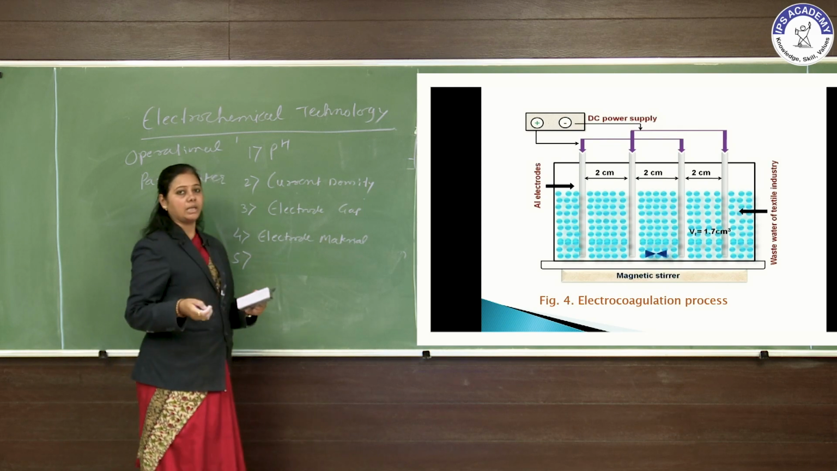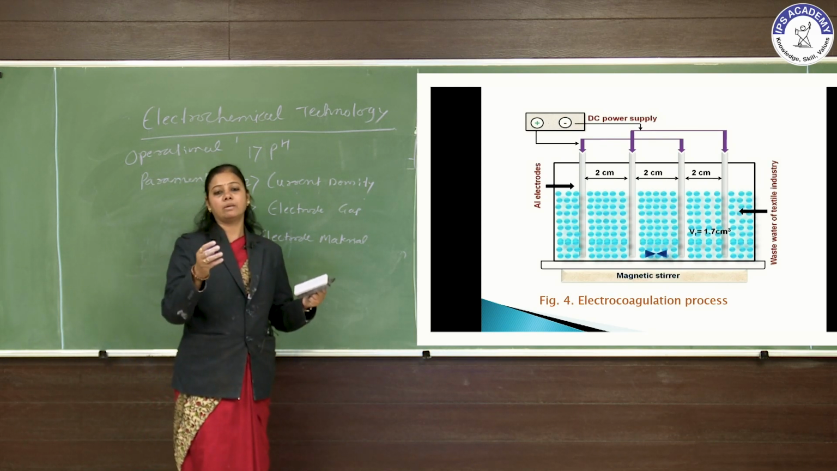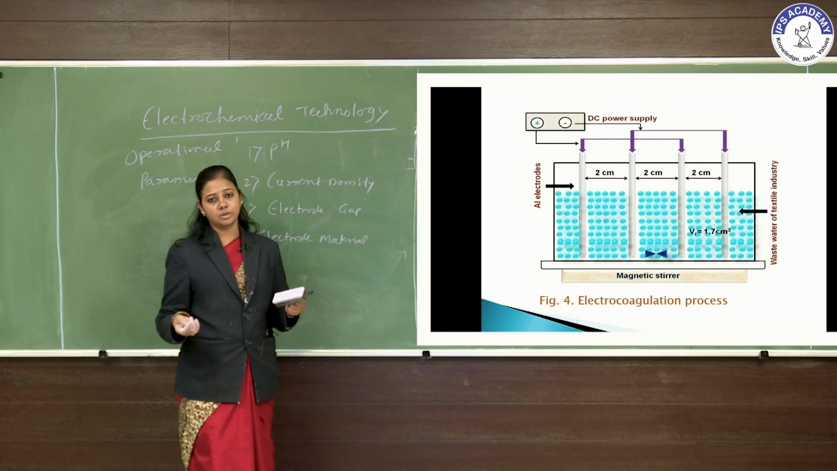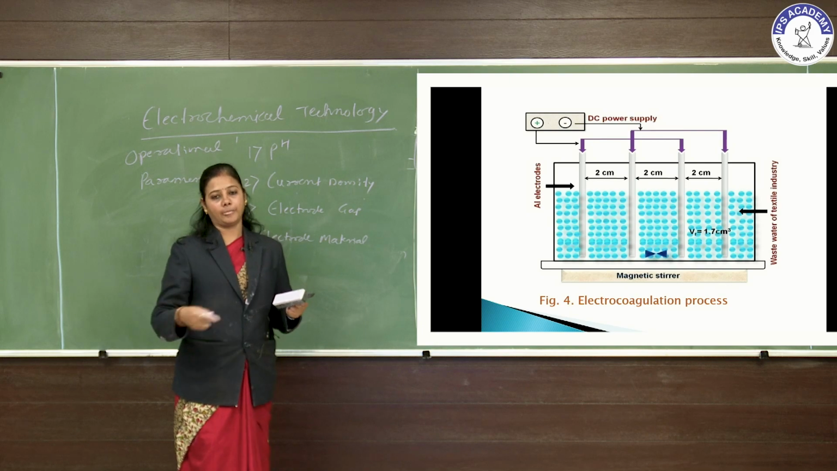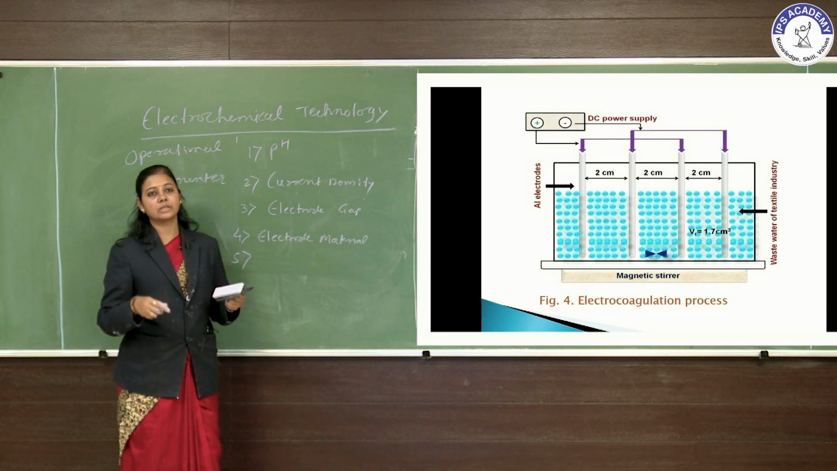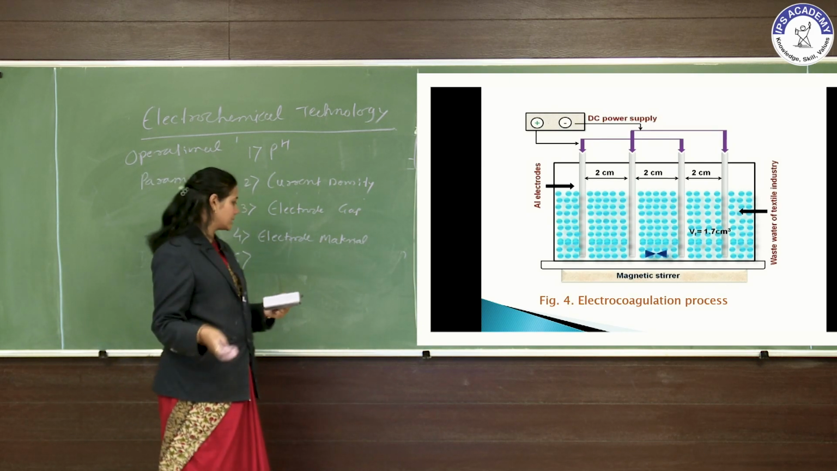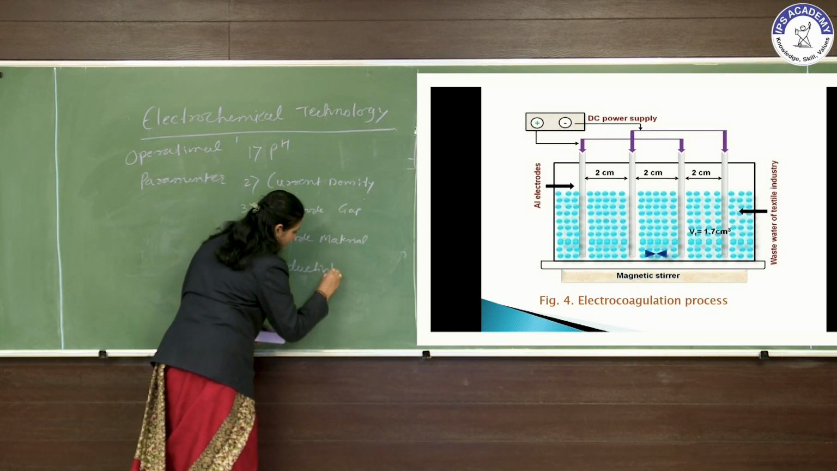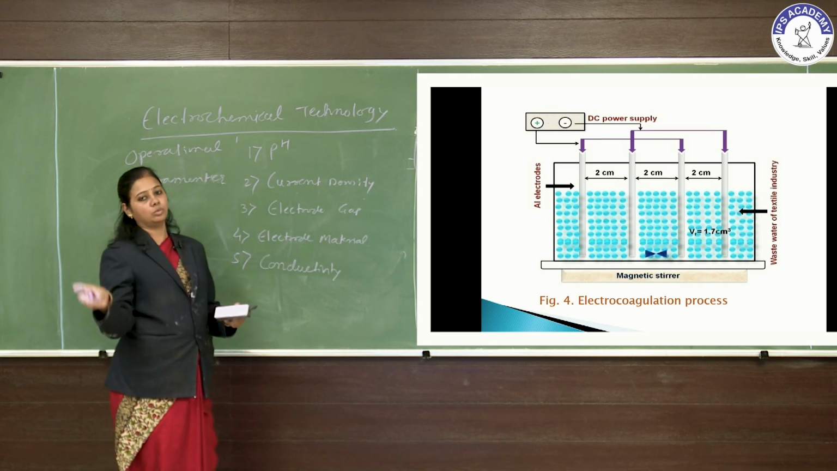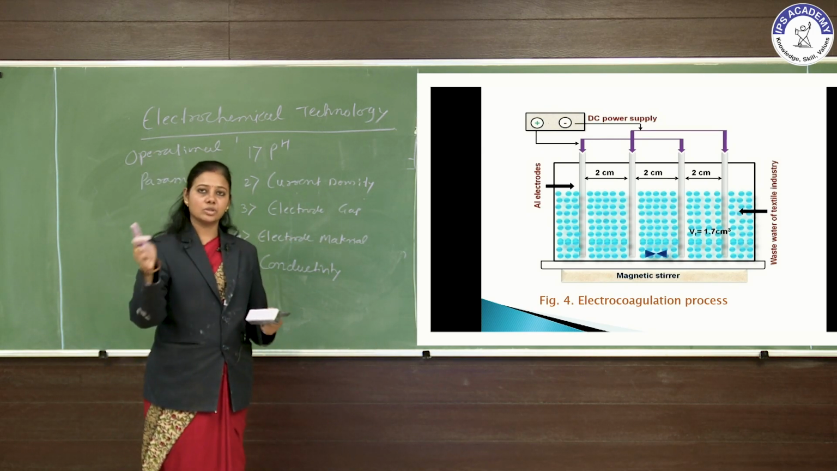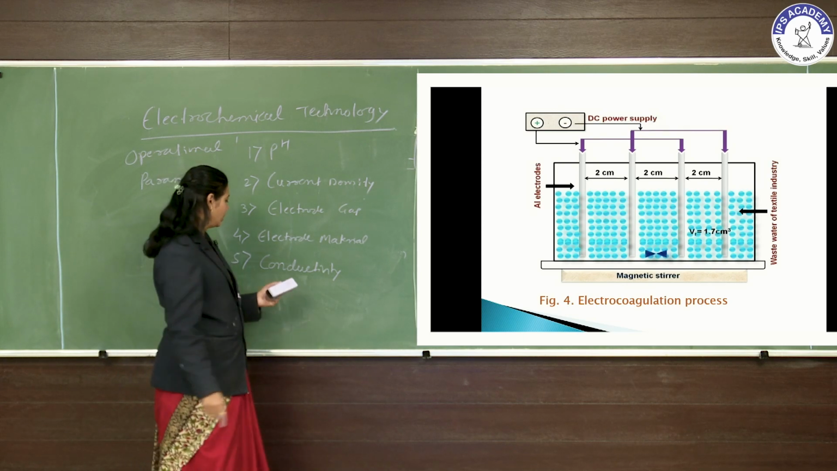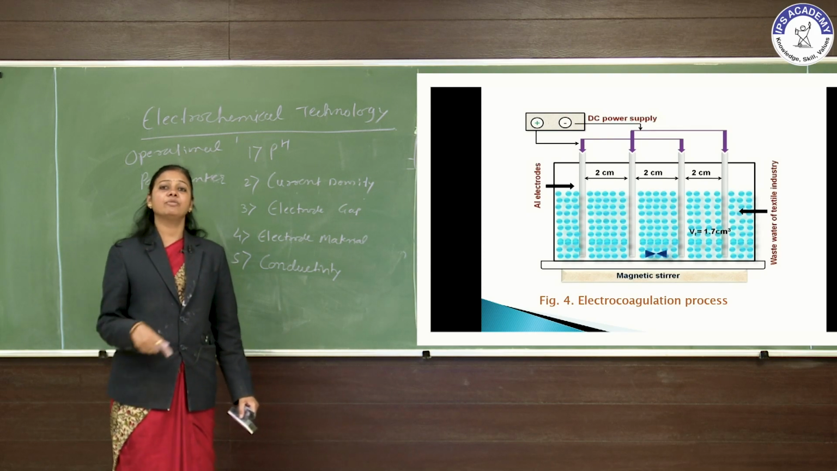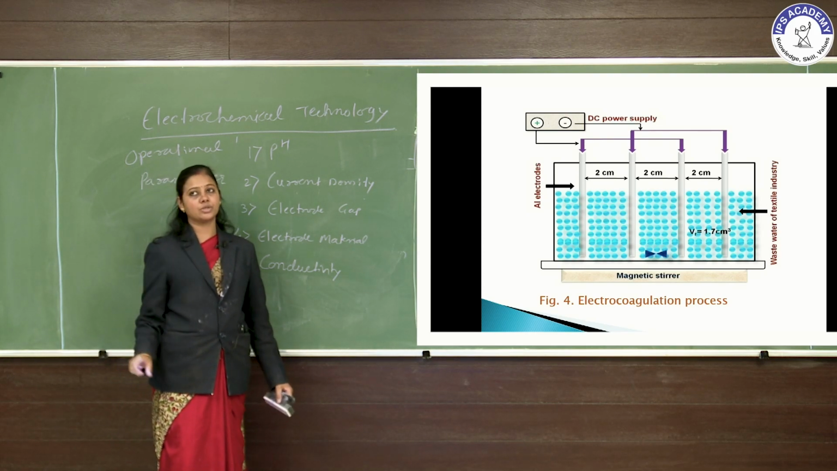Now, if I am saying that the DC supply goes into the wastewater with the help of electrodes, to carry the electricity into that wastewater, it must have some conductivity in it. If there is no conductivity in that wastewater, there will be no electric flow into it. So conductivity is again one of the most important operational parameters when we are considering the electrocoagulation system.